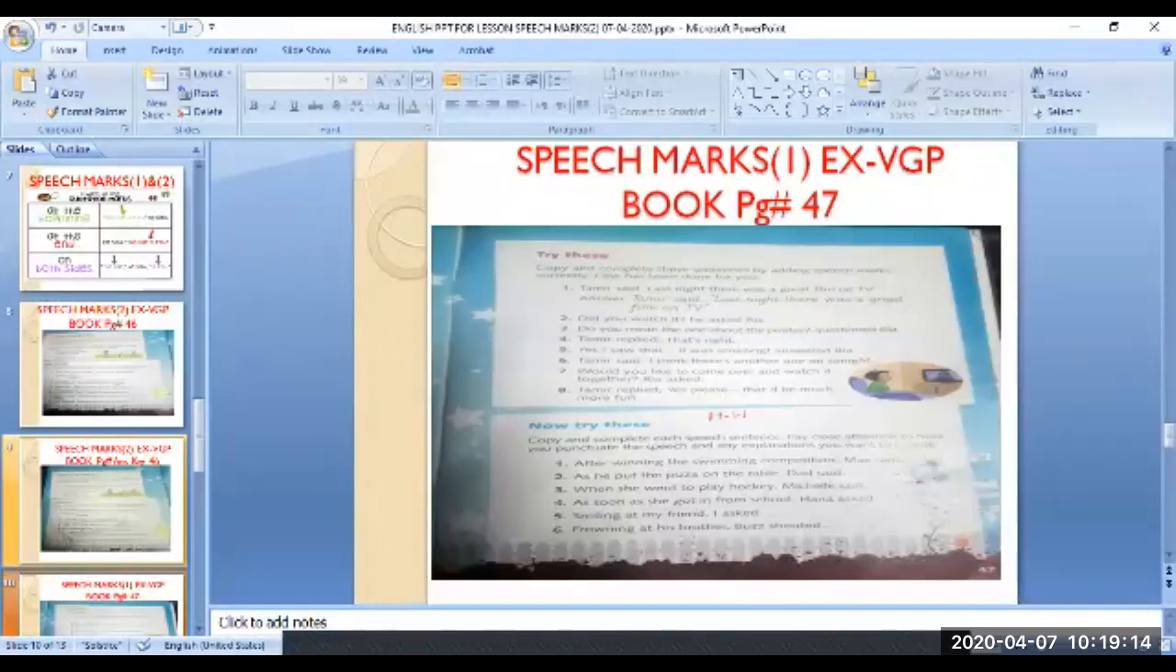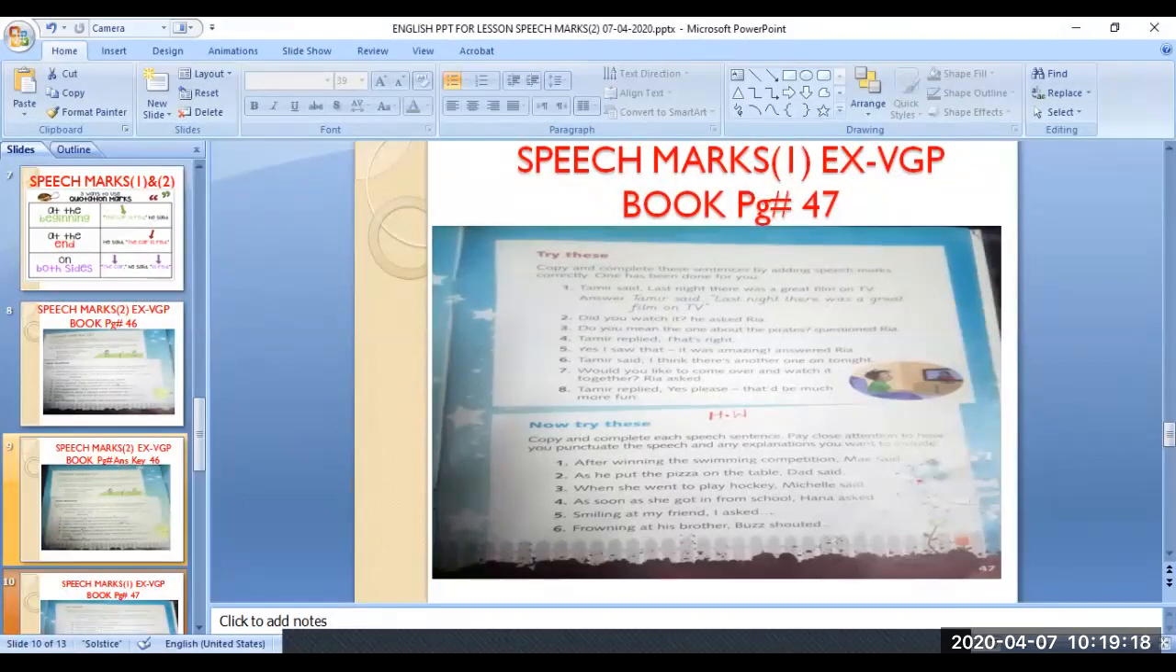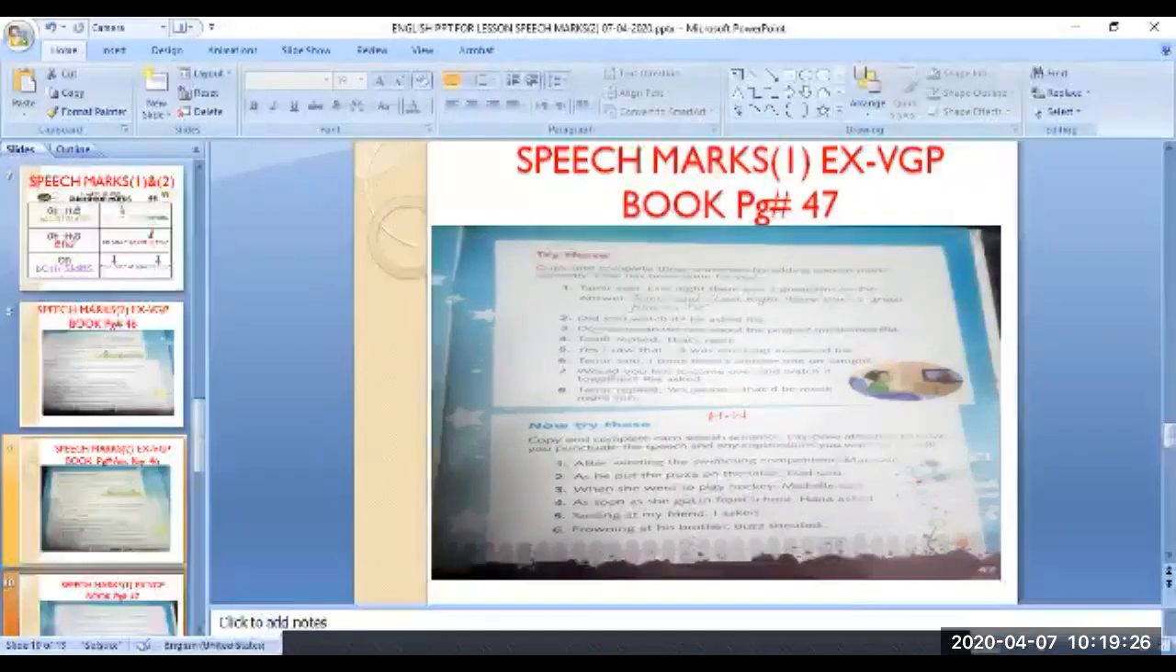Yes, where are you going to put the inverted commas? Near "Did" and after the question mark. You're going to open the double inverted commas near "Did" and close near the question mark. Third one, "Do you mean the one about the pirates?" questioned Ria. Now, how are you going to do this? You're going to open the inverted comma near "Do," then after the question mark, you're going to close the inverted comma.